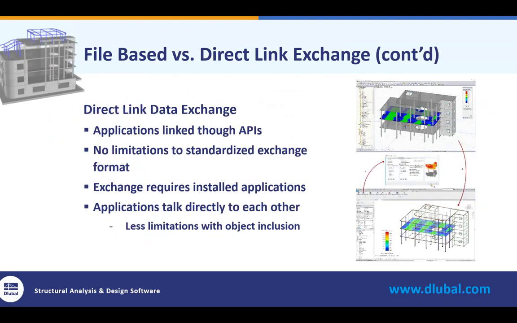Now, on the other side, we have direct link data exchange. This is where the applications are linked through APIs or application programming interfaces. So with this, there really aren't any limitations to standardized exchange format. We don't have to follow the same guidelines as a DXF file or an STP file, but rather anything's possible with just some coding knowledge between the API interface. Now, this exchange does require the installed applications to be on the same computer. So, for example, today when we're looking at Revit and RFEM, both programs need to be available on the same computer in order for the exchange to take place through the API interface.